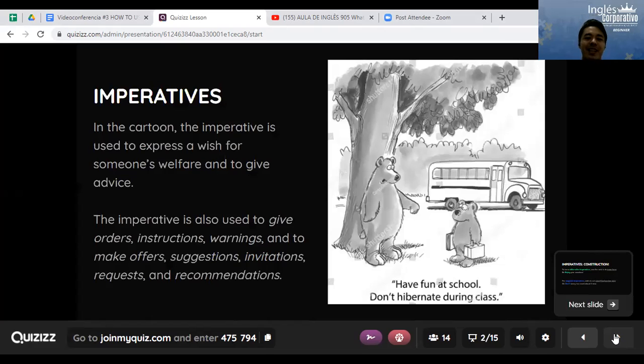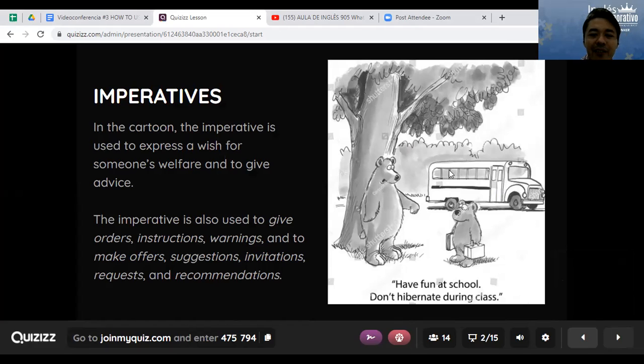So imperatives. As you were saying at the beginning, imperatives are these expressions that we use to provide commands, that we use to provide directions, as we saw in the conversation. And they are recognized for the fact that they don't have a subject, as someone mentioned at the beginning. So here you have this picture, for example. It says, have fun at school. Don't hibernate during class, right? Have fun at school. So this is not exactly an order, right?